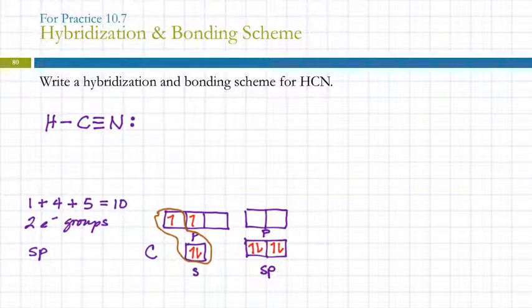But that's not going to work, is it? We really should have 4 half-filled orbitals here. We definitely need 2 half-filled orbitals to make those bonds. So how can we understand why this is not the case?